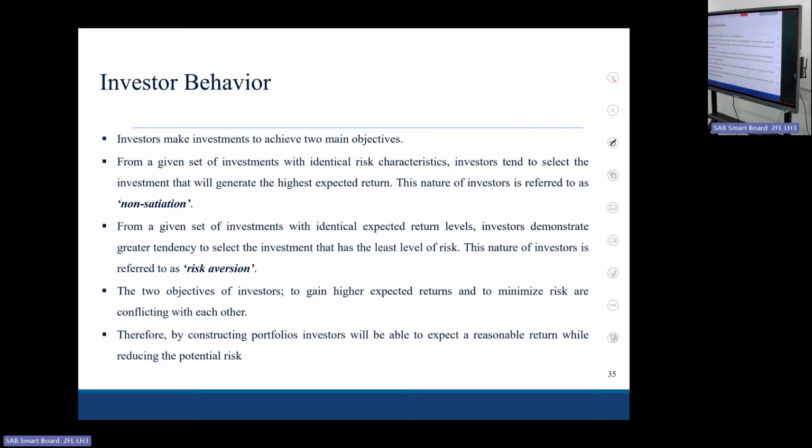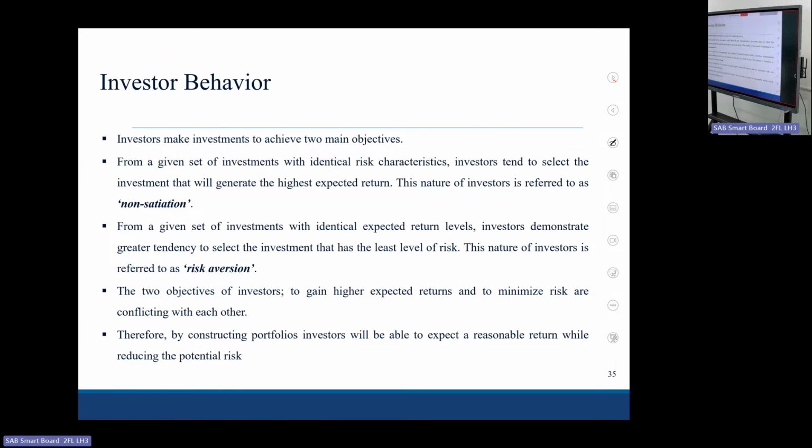This is what we call risk aversion. You want to avoid the risk. That is one of the expectations. From the given set of investments with identical expected return, investors demonstrate a tendency to select the investment that has the least level of risk. This nature, this behavior, we call risk aversion. As human beings, we always try to avoid risk.